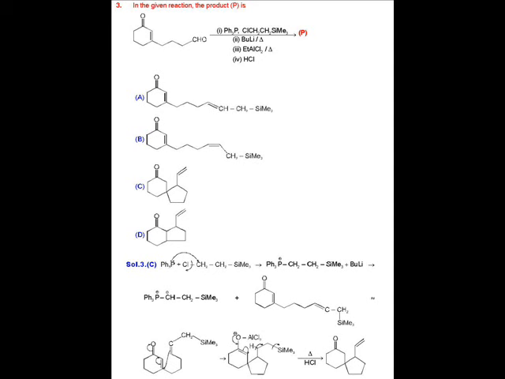Question number 3, MCQ. In this case, we will identify the product P. In the initial steps, we are preparing a Wittig reagent by using triphenyl phosphine and chloroethyl trimethylsilane and using a strong base butyl lithium. So a Wittig reagent is obtained and that Wittig reagent gives nucleophilic addition reaction with CHO group of the given compound.